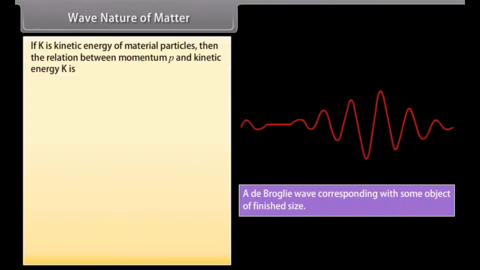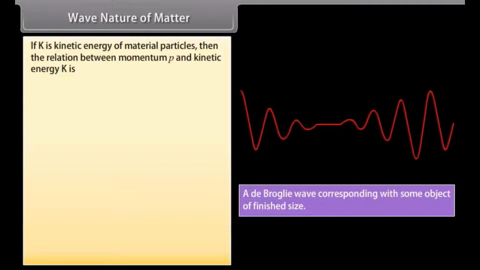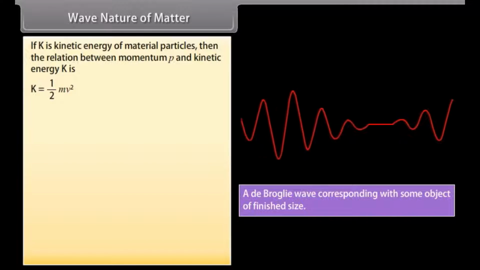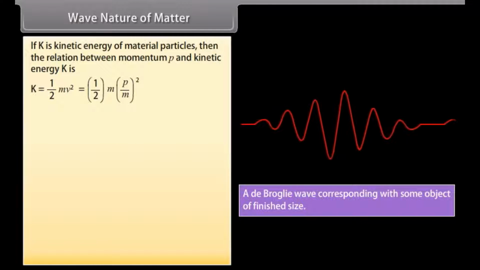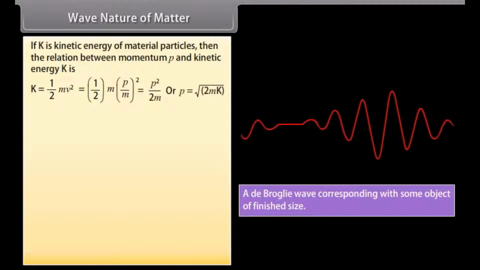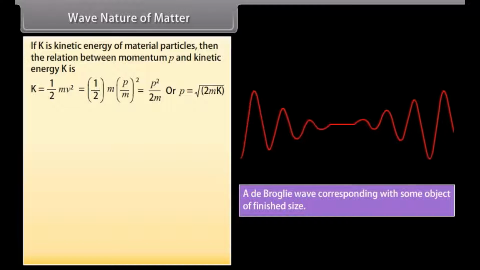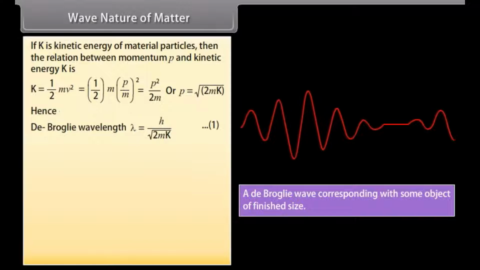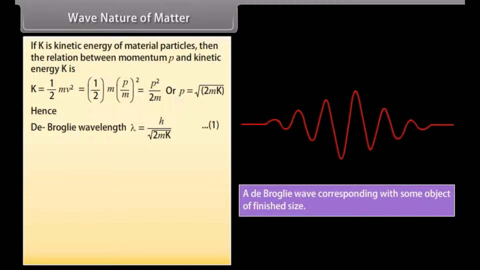If K is the kinetic energy of material particles, then the relation between momentum p and kinetic energy K is K equals 1 by 2 mv squared, which equals 1 by 2 into m into (p by m) squared, which equals p squared by 2m, or p equals square root of 2mK. Hence, the de Broglie wavelength lambda equals h by square root of 2mK. Name it as 1.